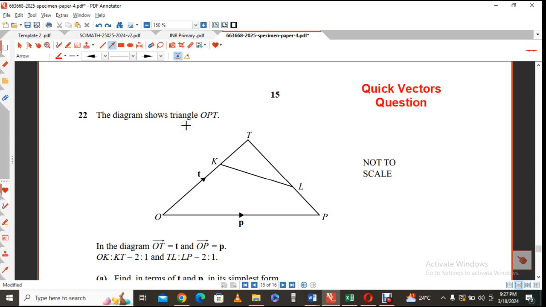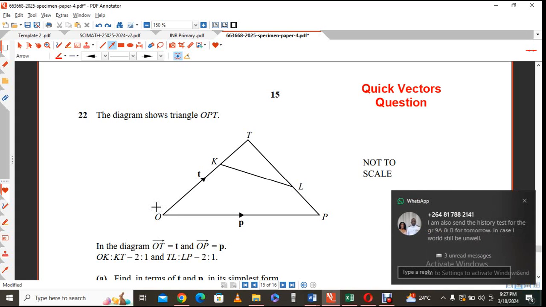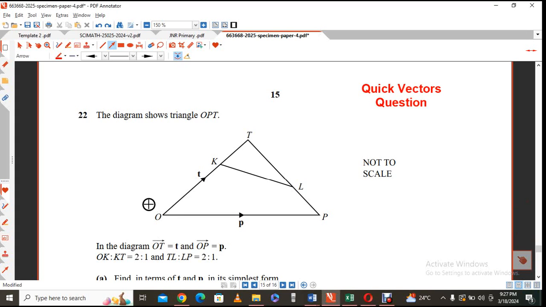I am doing a quick question on vectors, especially where you have the diagrams. So I'm just going to delve directly into it. It says the diagram shows triangle OPT, and in the diagram OT is equal to T. So that suggests that from here all the way up to there, that is where the T is, and obviously OP down here is represented by vector P, as you can see.